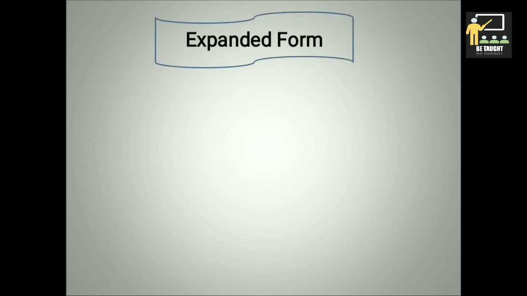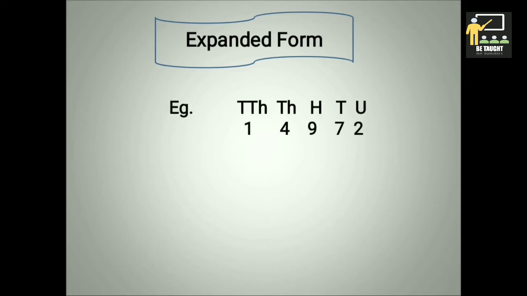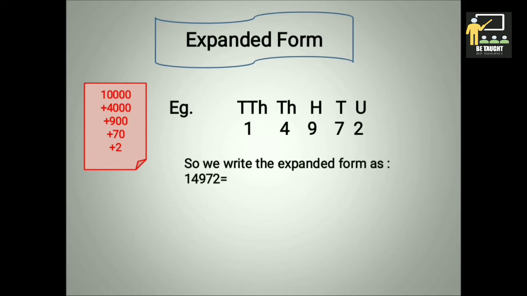Now we shall learn what is expanded form. Expanded form means the sum of the digits. For example, 14,972. So the place is given where 1 is in the 10,000s place, 4 is in the thousands place, 9 is in the hundreds place, 7 is in the tens place and 2 is in the units place. So how do we write the expanded form of this number, 14,972?